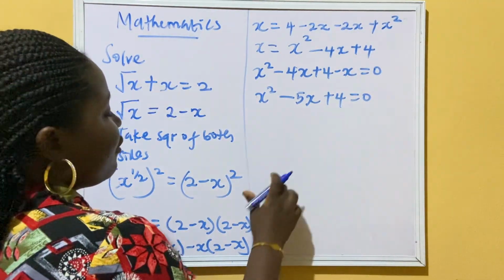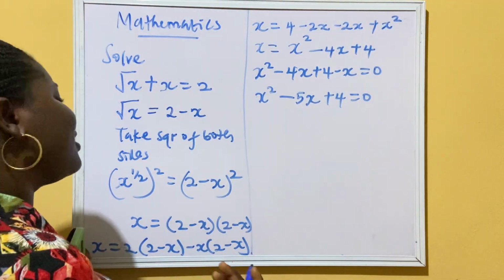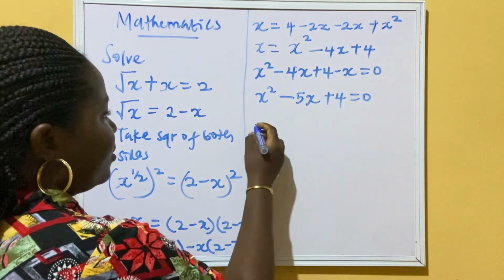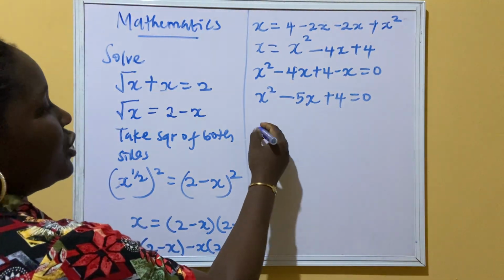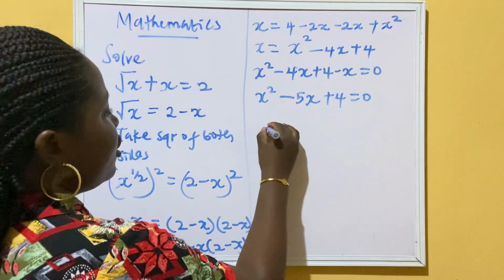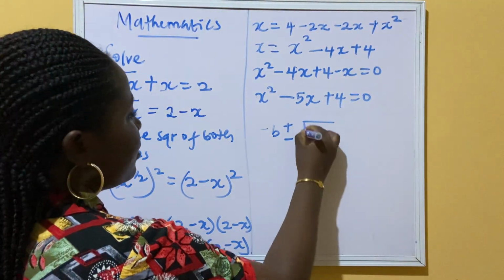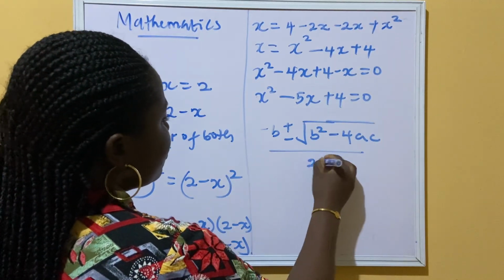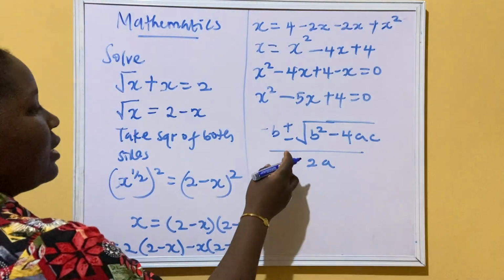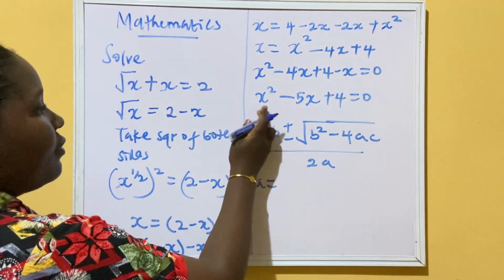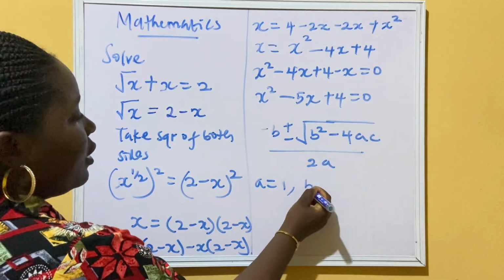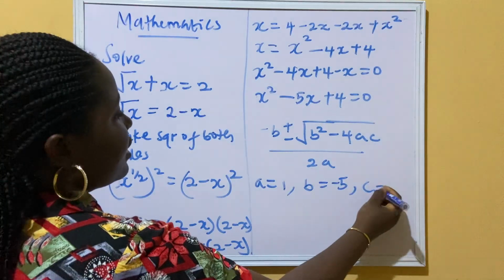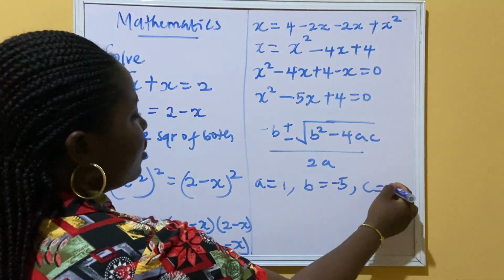But for us here, I just want us to do something different. I want us to go to the longer route. We can easily factorize, but I just want us to go to the longer route and see the beauty of mathematics. So let's use the quadratic formula, which is minus b plus or minus square root of b squared minus 4ac, alright, all over 2a. So from here, we'll bring out our parameters. Now a is the coefficient of x squared, that's 1. b is the coefficient of x, that's minus 5. And then c is the constant, which is 4.